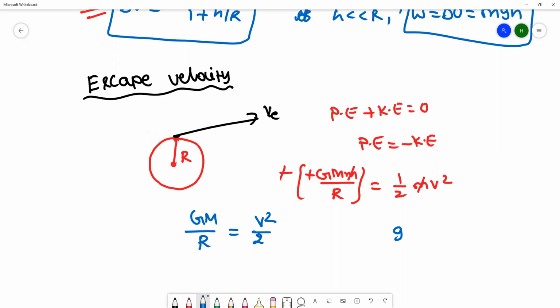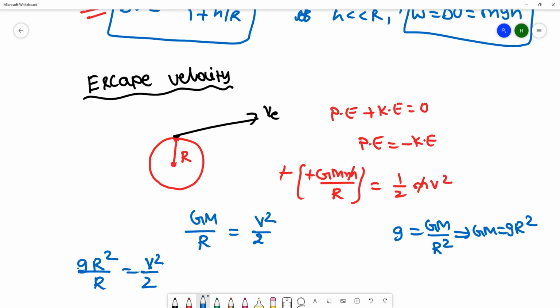We know g is equal to GM divided by R square. So GM we can write as gR square. In the place of GM, I'm going to write gR square. So gR square divided by R is equal to v square by 2. R gets cancelled. V is equal to square root of 2 into g into R, we can write.